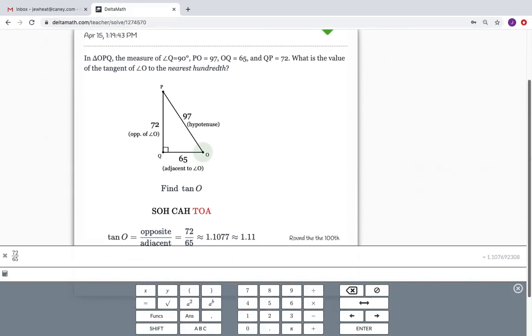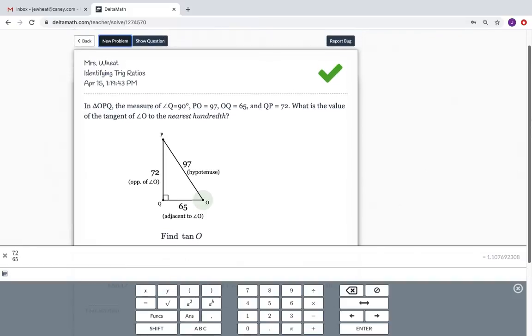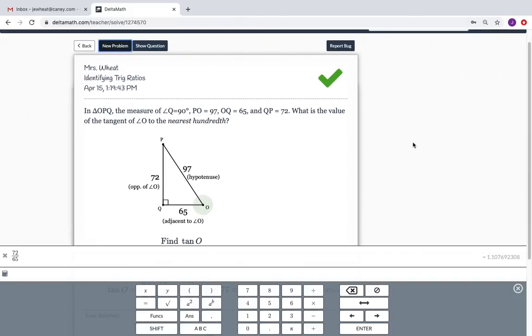Okay, that is the correct answer, and then it walks you through why that is correct. All right, so the first thing you're going to do is identify what trig function you're looking for. Second thing you're going to do is identify what pieces that trig function uses. And then you're just going to plug in the numbers.